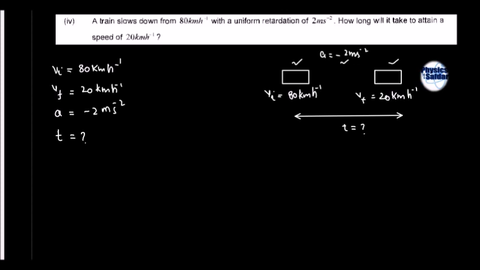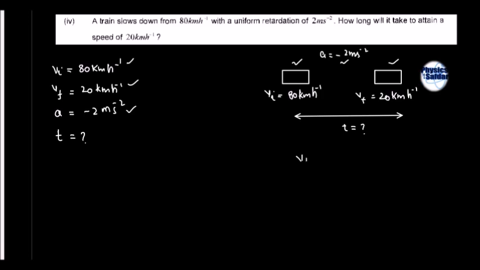When you look at the data given, it is very clear that acceleration is in the standard unit, meter per second squared, but initial and final velocities are in kilometer per hour. And the SI unit of velocity is meter per second. So in step 1, first you will change velocities from kilometer per hour to meter per second.